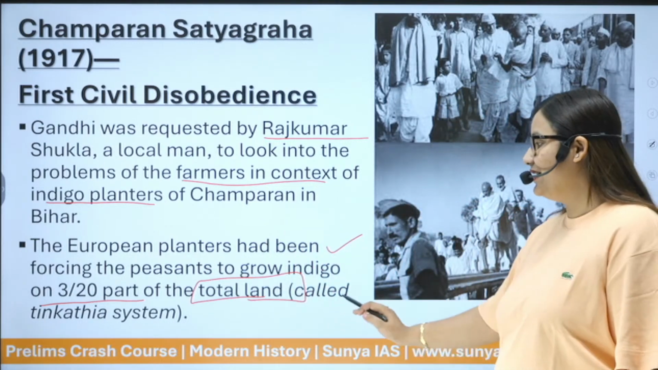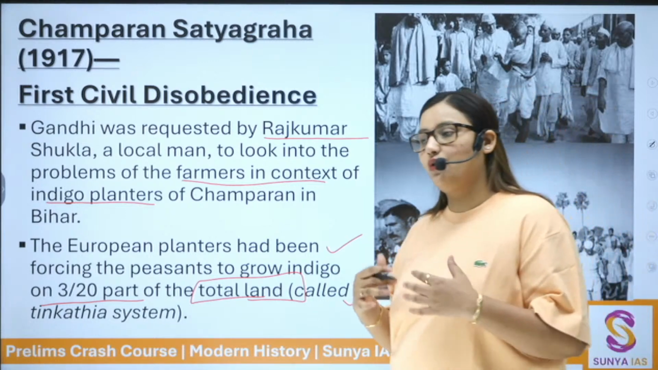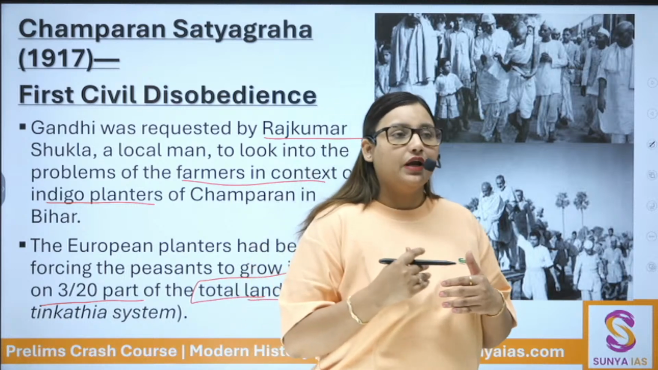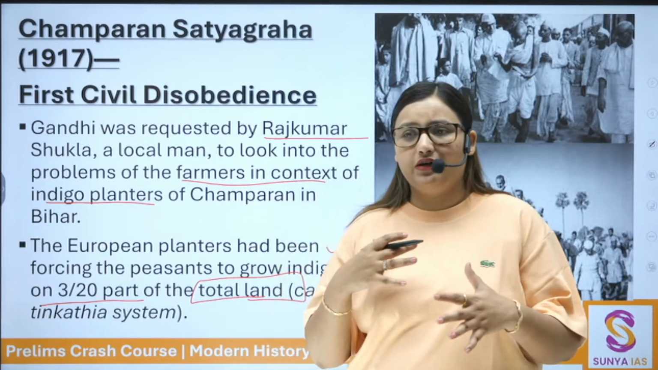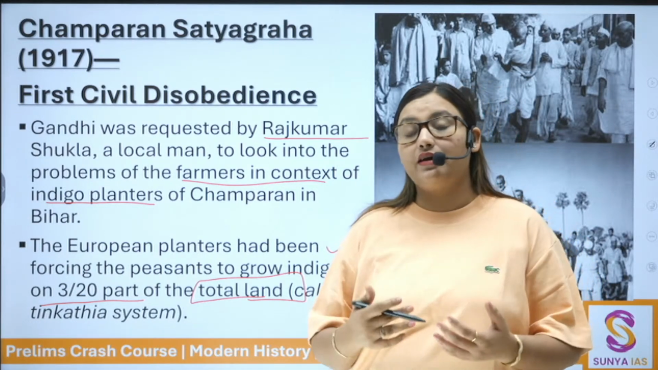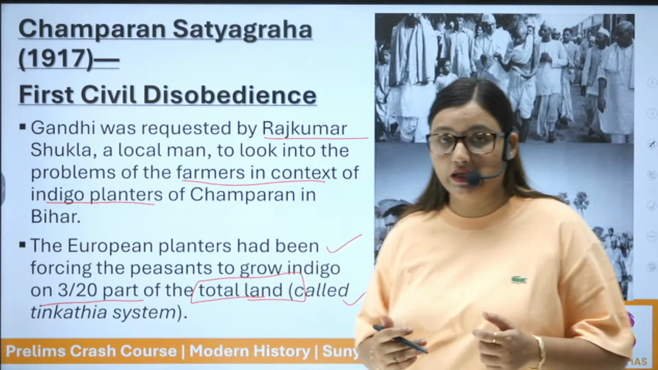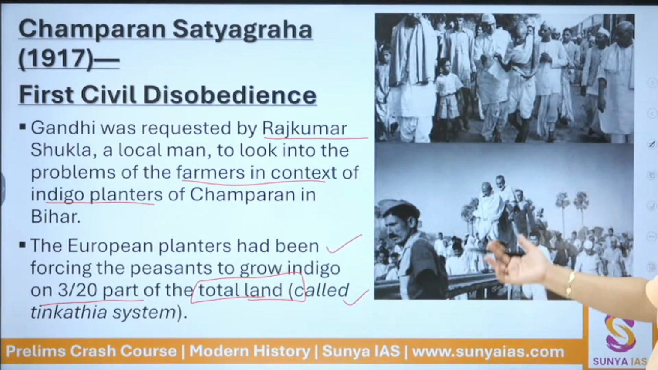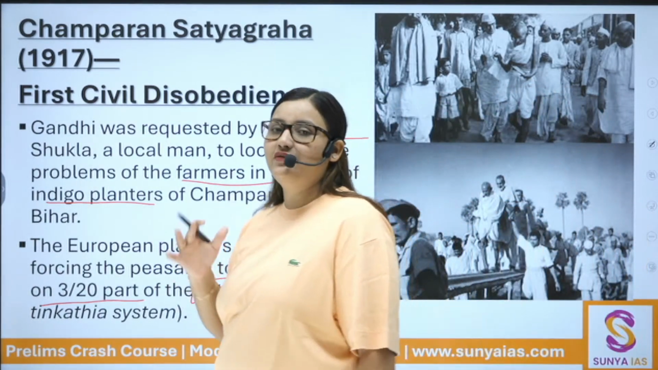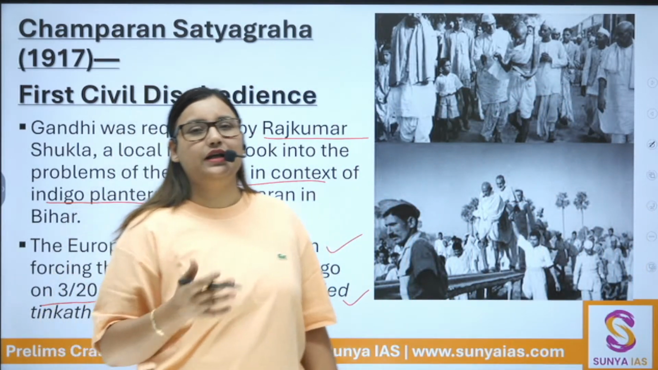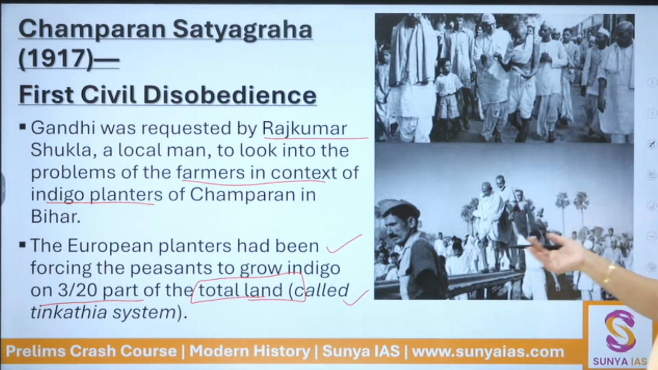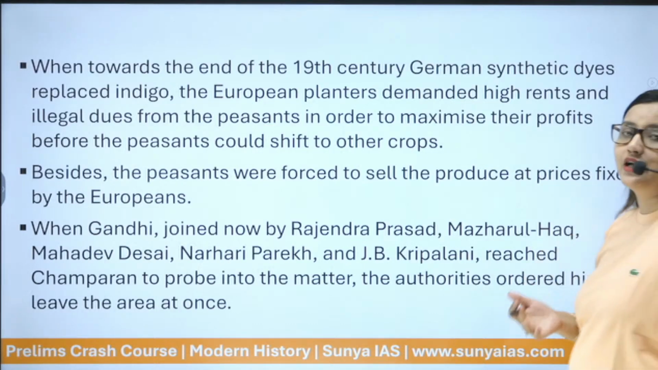So it was known as the Teen Kathiya system. The problem was, if you grow indigo in any part of the land, then that land would not be suited for the cultivation of any food crop, especially rice, and rice was mostly preferred by the farmers at that time. Indigo is a kind of cash crop also. So you will see that Europeans always emphasized cash crops like tea, coffee, sugarcane, indigo, opium, so that they could have a balance of trade in their own international markets.